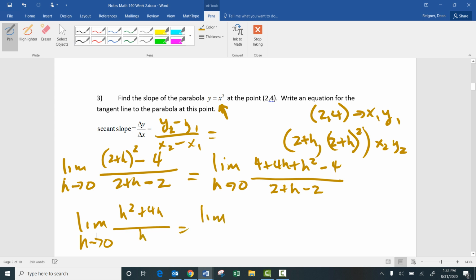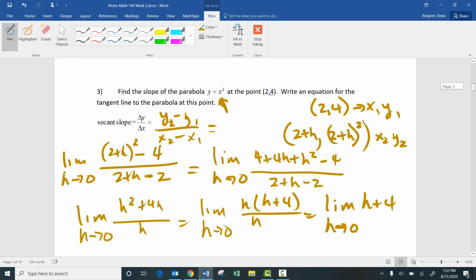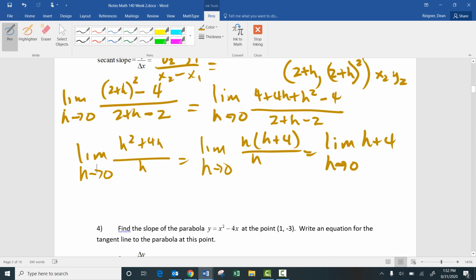And then when you do these types of problems for tangent line, you should be able to factor out an h. And then what's going to happen is the h's cancel. All right, so we're left with that. So now remember, h goes to 0. So we're plugging 0 in there. So it's 0 plus 4, which is 4.